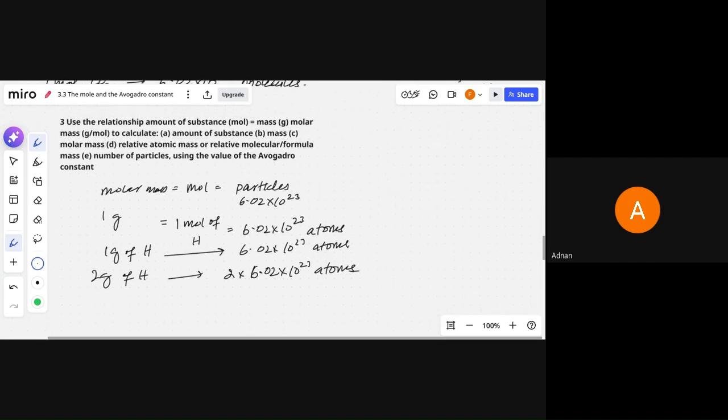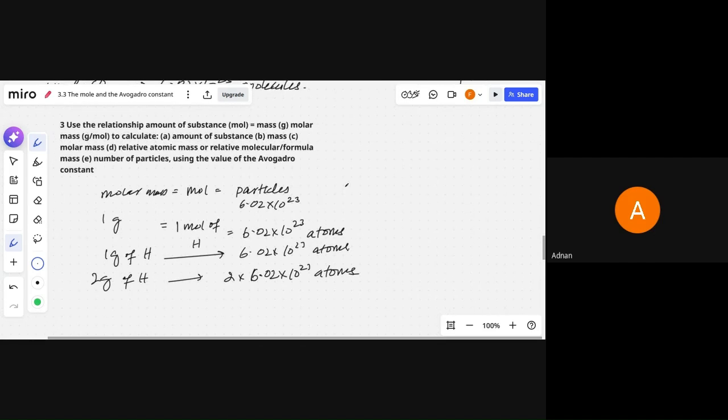Let me give you a few more examples. Let's say we have 6 grams of sodium, and how many moles will there be? We know that 23 grams of sodium, which is the molar mass of sodium, is 1 mole. 1 mole is equal to the molar mass, you see, this relationship. In this way, you will not have to memorize any formula. You just understand this relationship, and you will be able to calculate the unknown value.